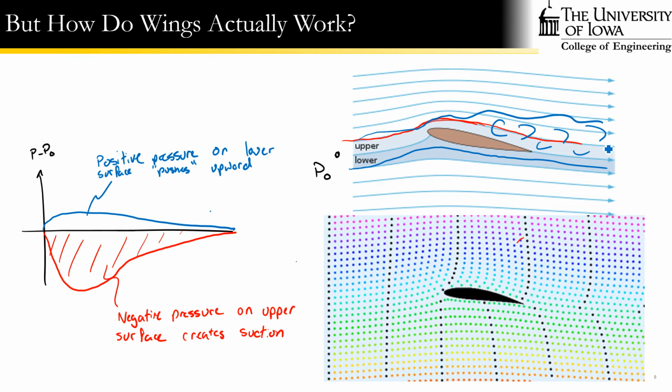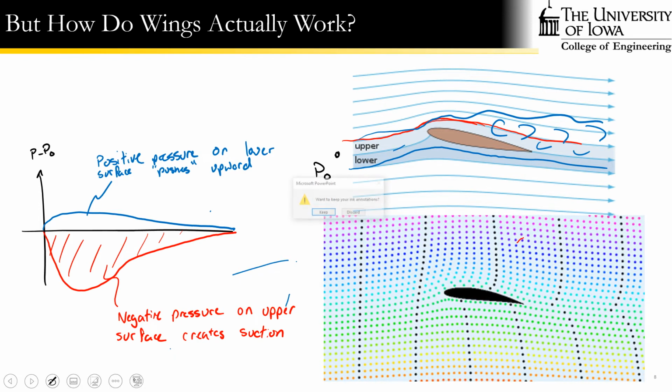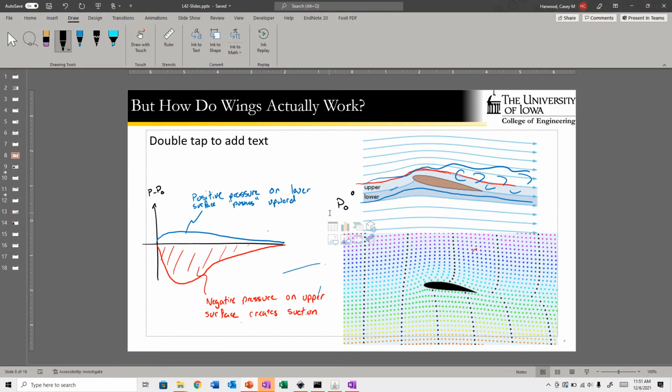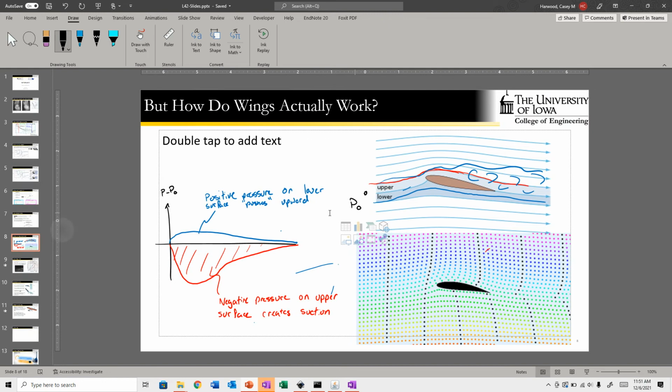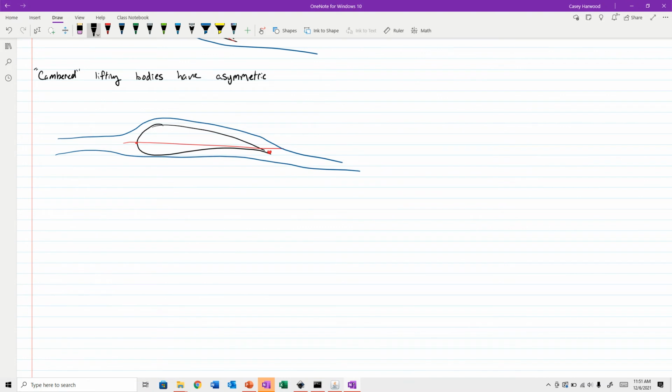All right, so now that we've talked about the broad mechanisms of how wings work, let's talk about where we find lift coefficients and how we use lift coefficients.